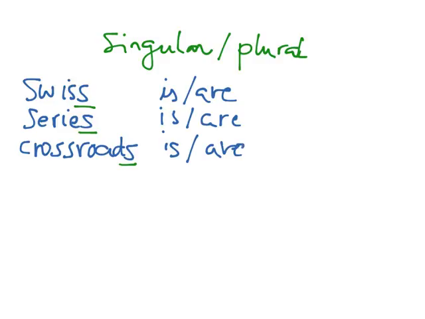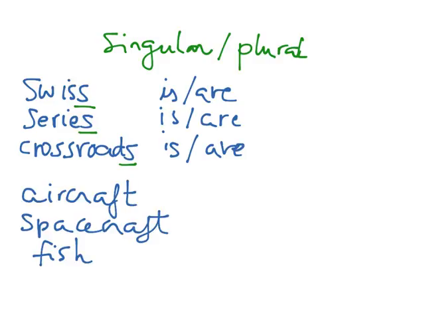Because they don't change. Other words don't end in an S, but also are the same in the singular and the plural. For example, aircraft, spacecraft, fish, right? Sometimes you might see the word fishes, though, but it's not so common. So these words are the same in the singular and in the plural. So again, you can use both a singular or a plural verb, depending on the sentence.